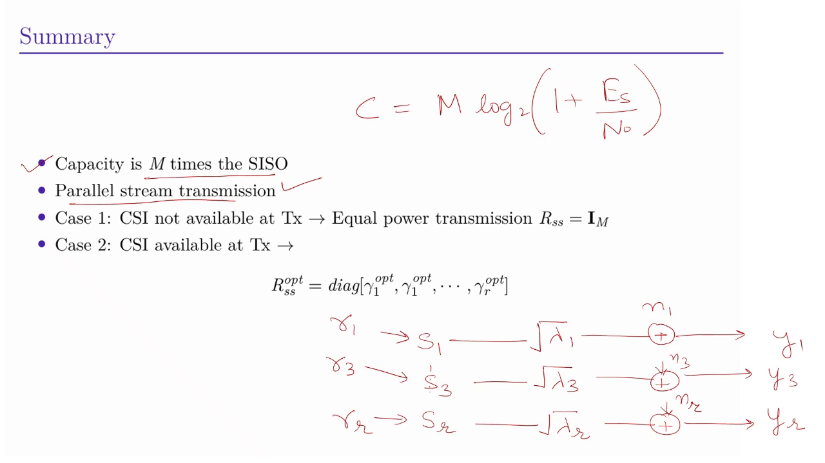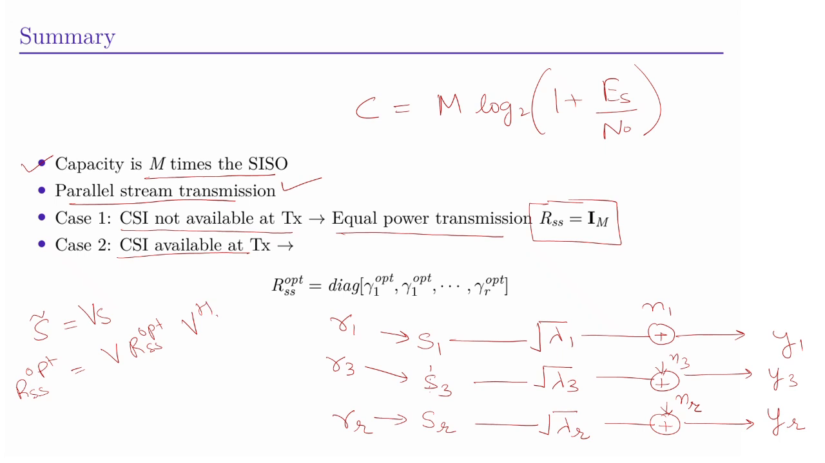And then we have seen two cases. When CSI is not available at the transmitter, you have equal power transmission. In that case, RSS is equal to IM. And when CSI is available at the transmitter, we can employ some precoding at the transmitter, so S tilde is equal to V times S, and we can write RSS opt to be equal to V RSS opt V Hermitian, where RSS opt is equal to the power allocated to each symbol.